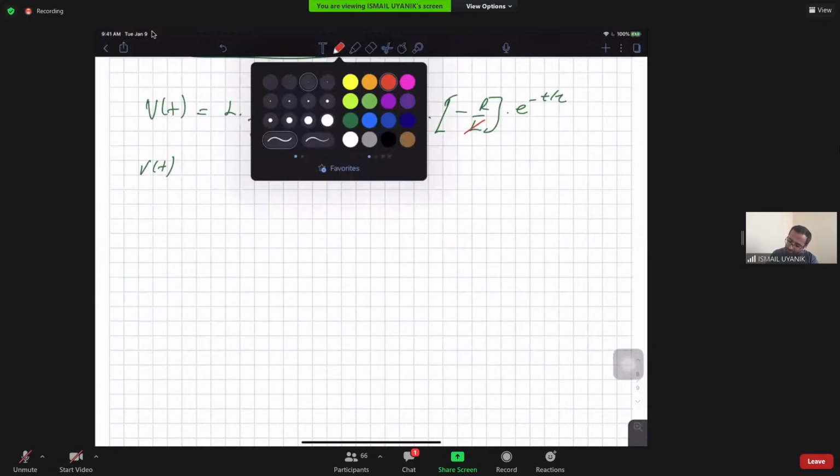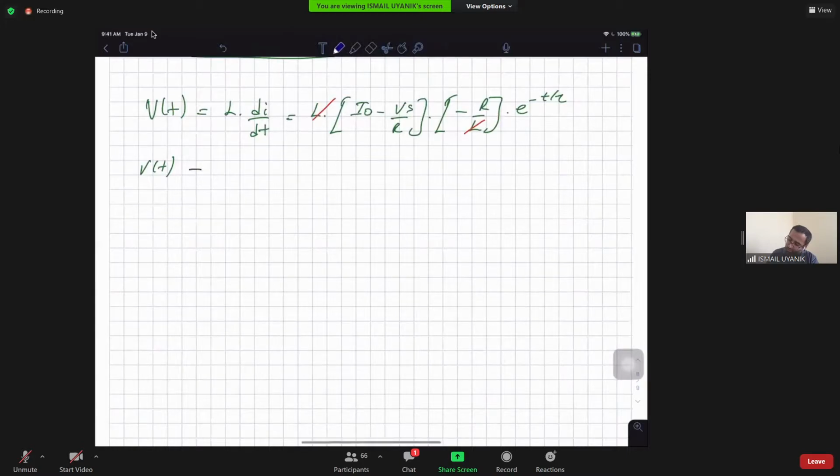much simpler than this. There's a minus here, and I can multiply everything by R. So if I do that, it should be something like Vs minus I0 times R, times e to the minus t over tau. I think that is the voltage for t greater than or equal to 0. Is this okay? Let me see.